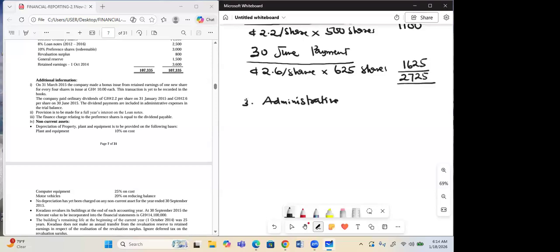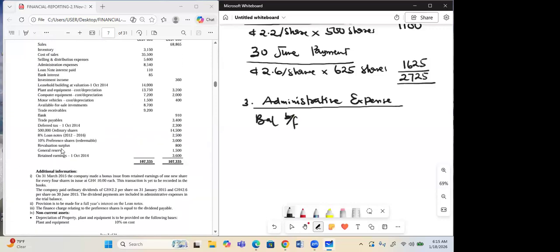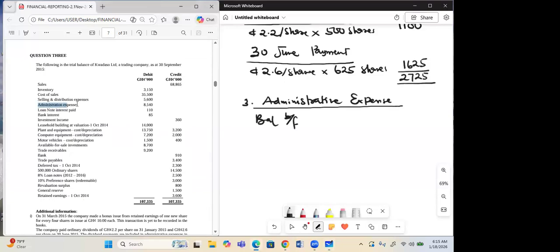So go to your trial balance. Give me the administrative expenses figure. Give me the balance on administrative expense. Please look at the trial balance. Can you all see administrative expense here? If you cannot see, draw the lines. That's what I've been telling you, print it out. If you are writing IC, you invest money. If you pick a wrong figure, the examiner will not care. 8,540. So 8,540.